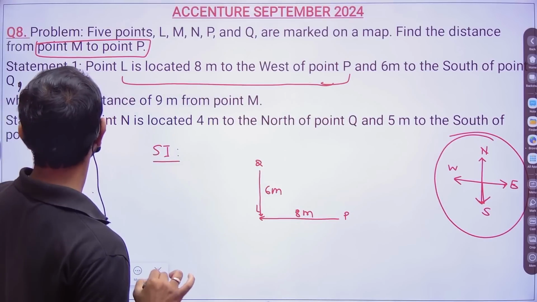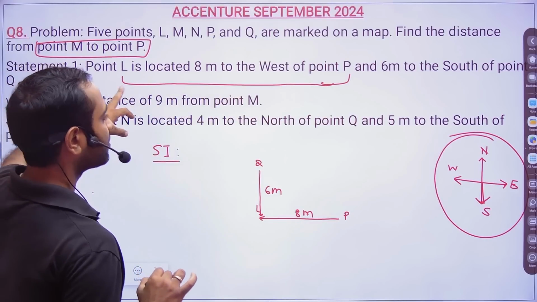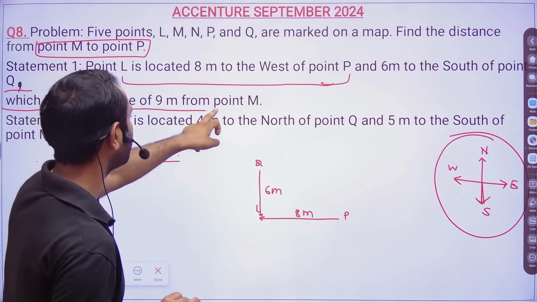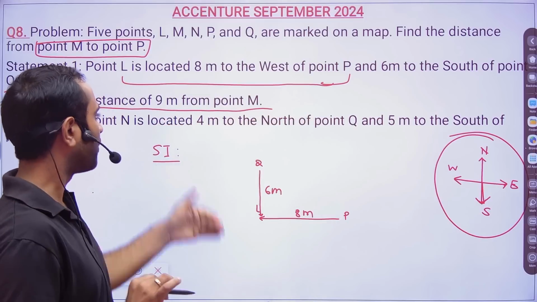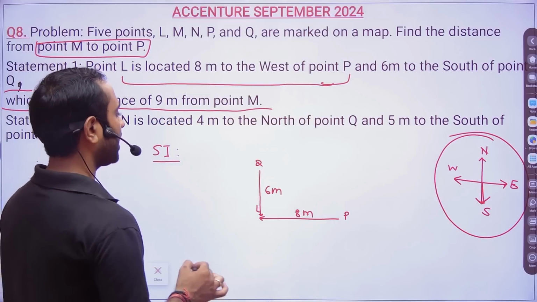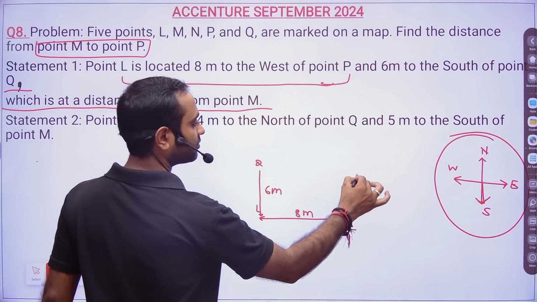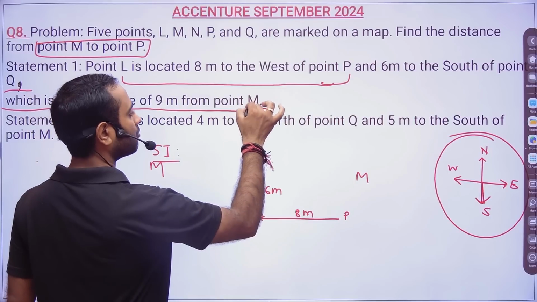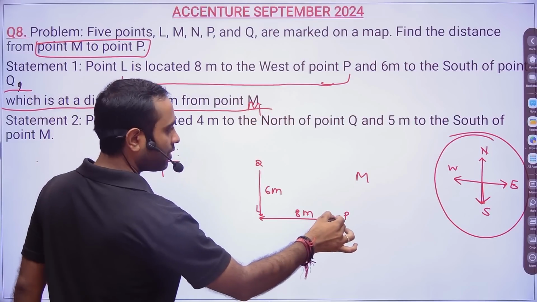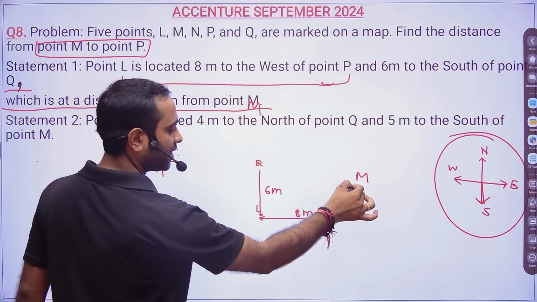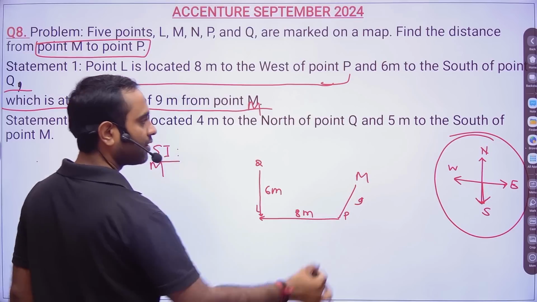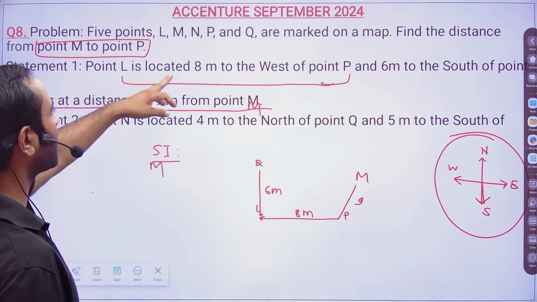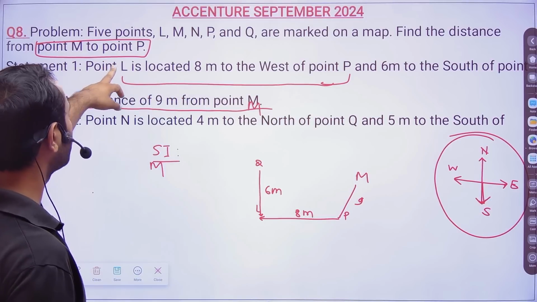Then point Q is 6 meters north, which is at a distance of 9 meters from point M. Where is point M? Point M can be here, here, or here. So 9 meters from here, the distance will be different. So we have to find the distance between the point P and M.